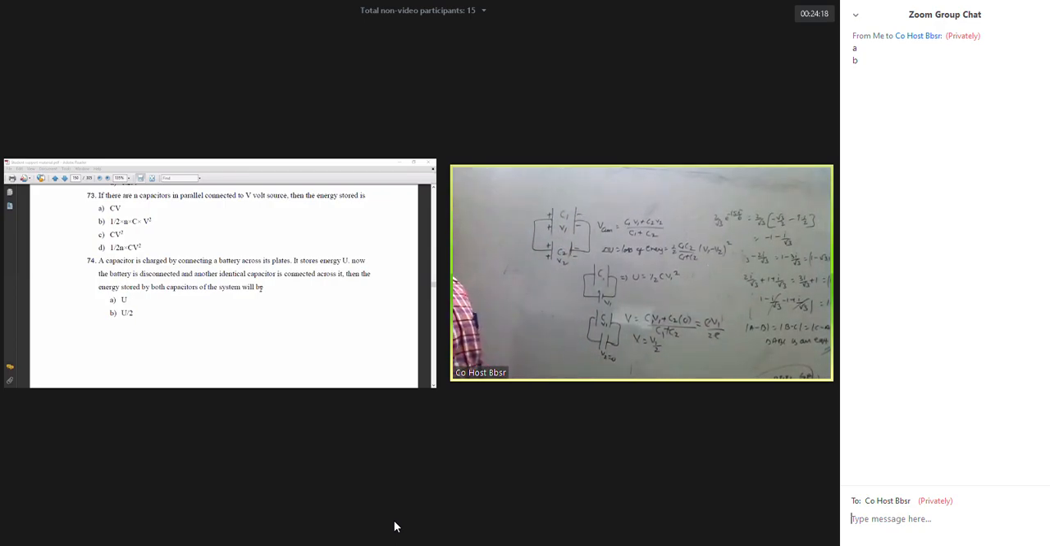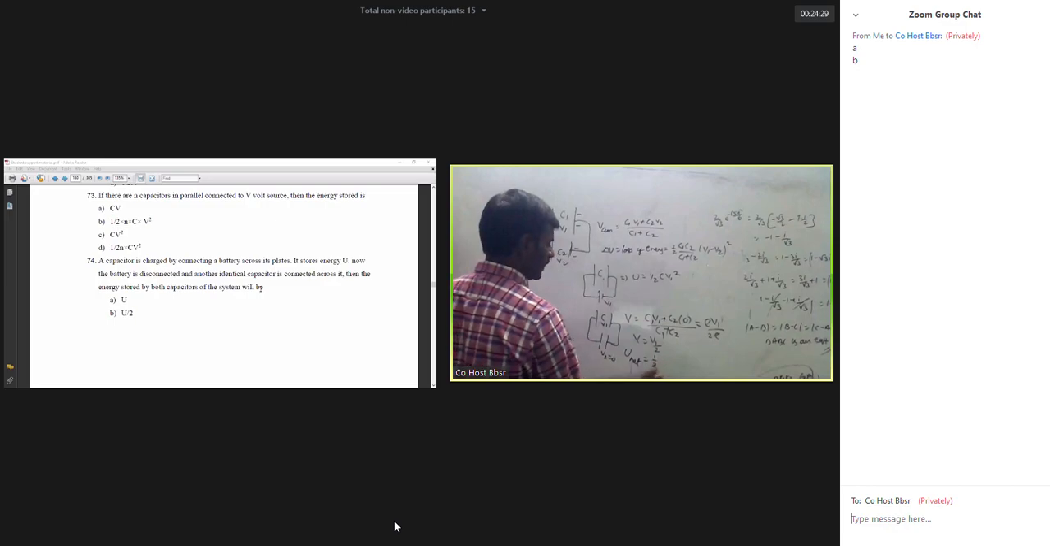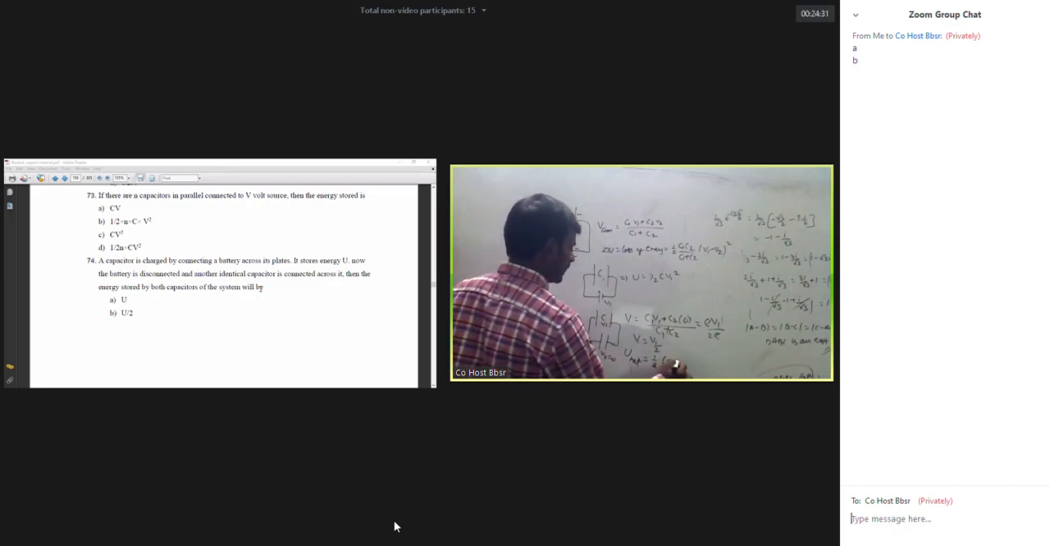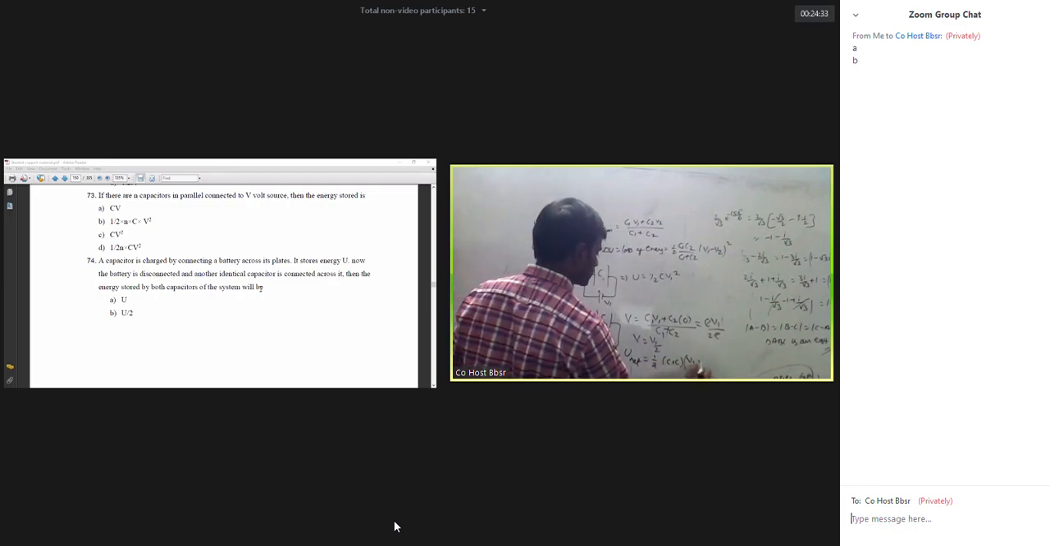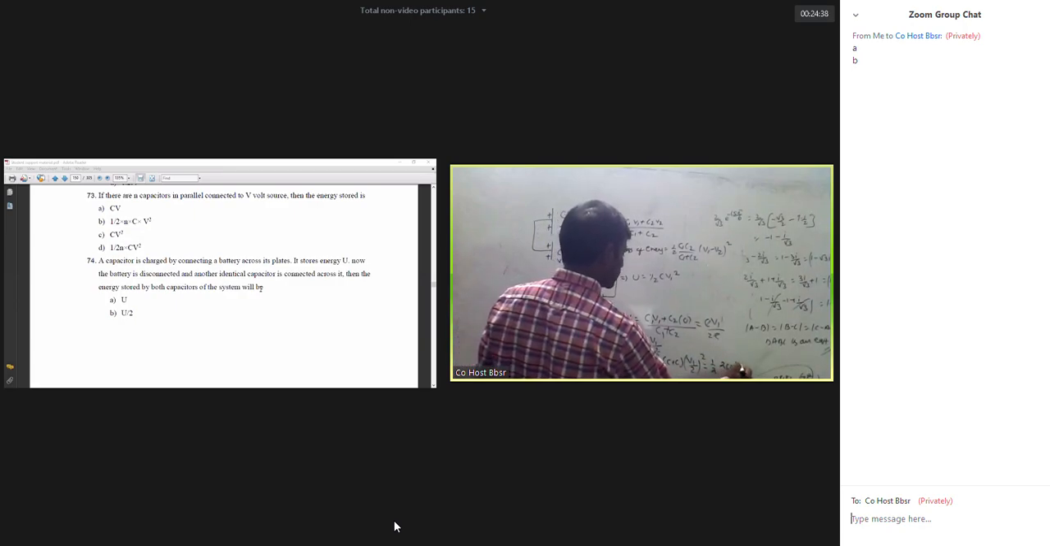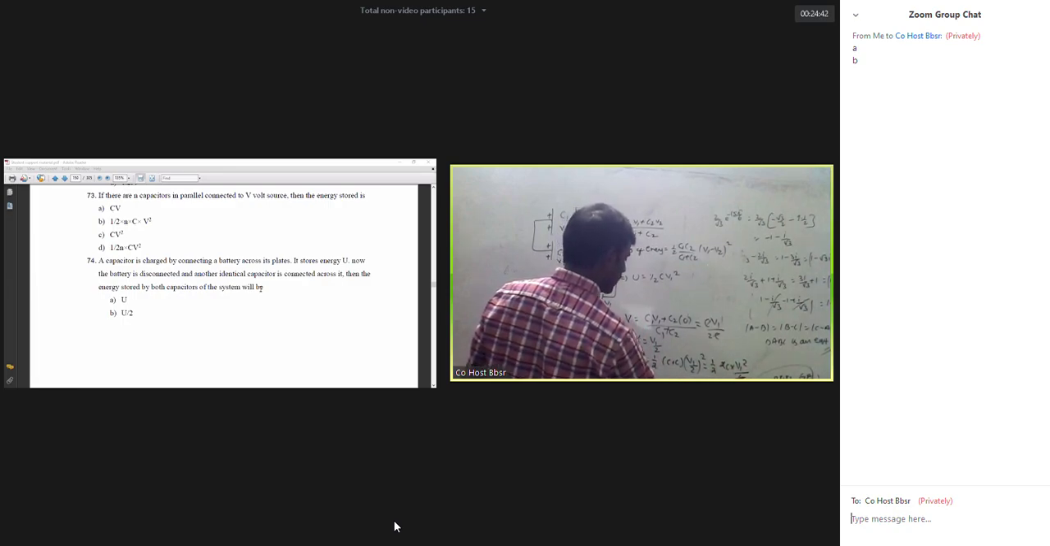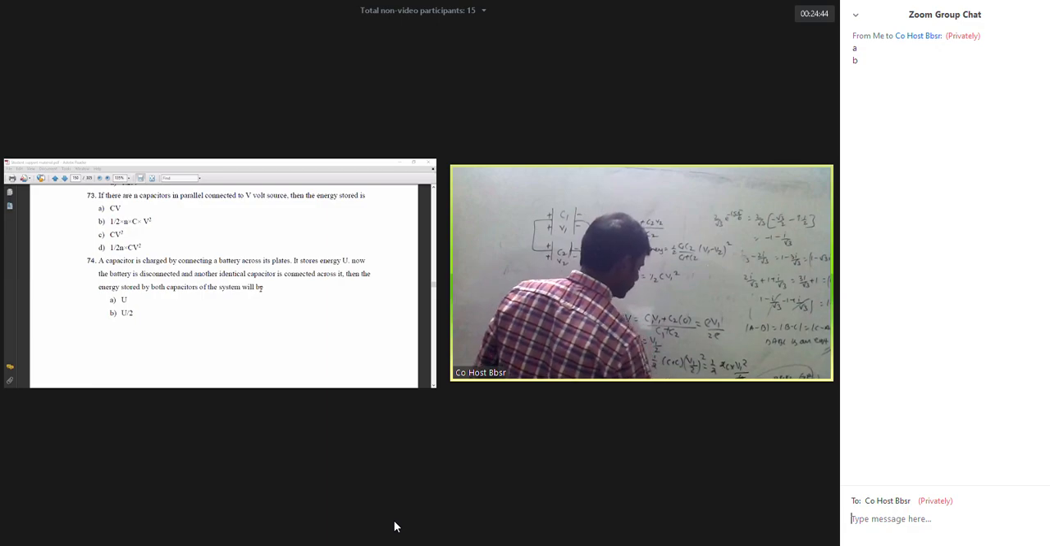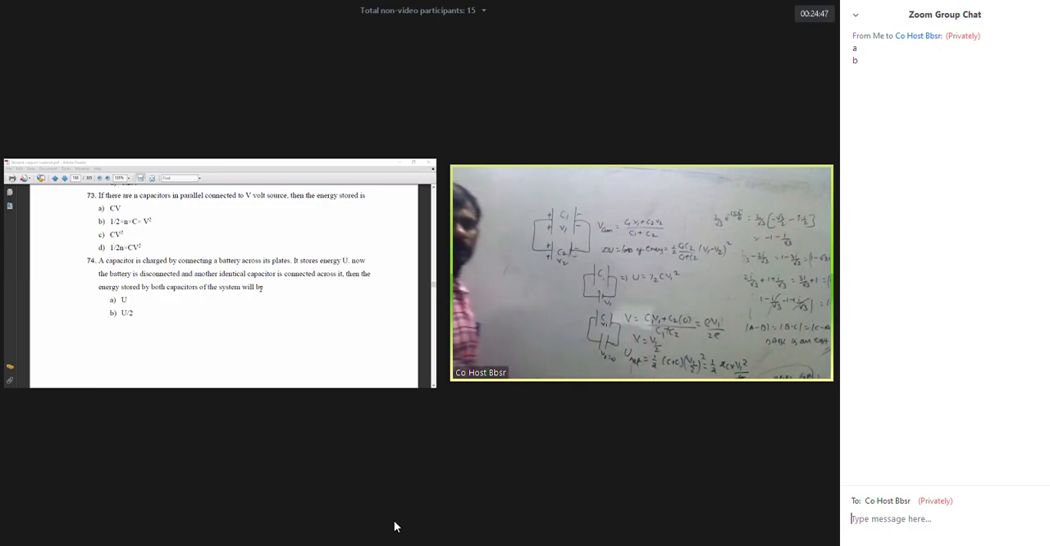Now the total energy will be equal to how much? Here both are parallel, so I use half into (C plus C) into (V1 by 2) whole squared. What do I get? Half into 2C into V1 squared by 4. Cancel. So half C V1 squared gives U by 2. We will get U by 2.